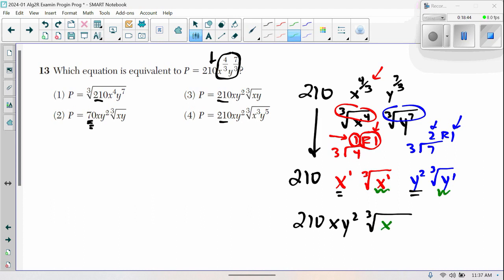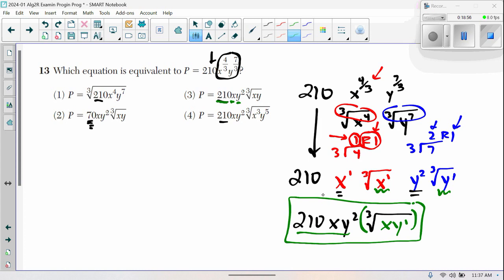X to the 1 and a y to the 1. This is my answer right here. They don't have parentheses, but, oh, look at that. 210 x, y squared on the outside. In the cubed root, oh, is an x and a y. An x and a y. Choice 3. You're welcome.